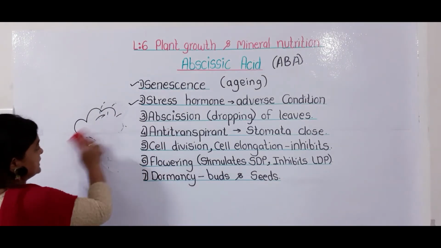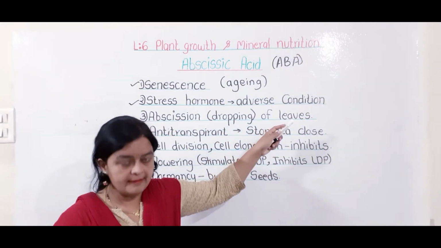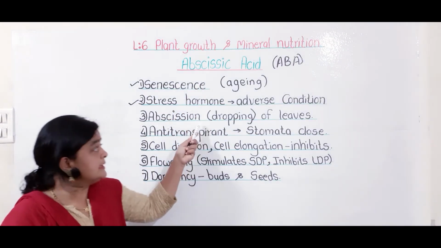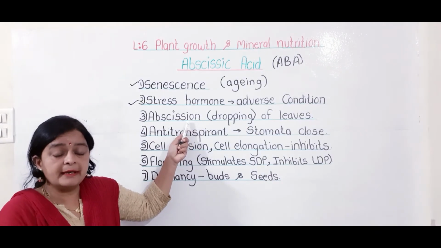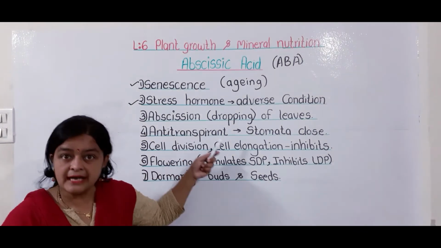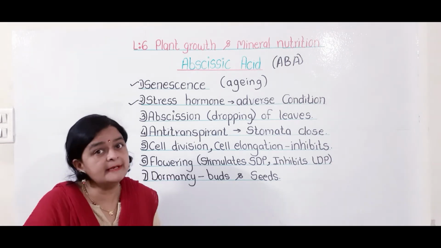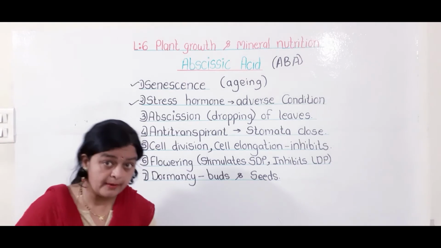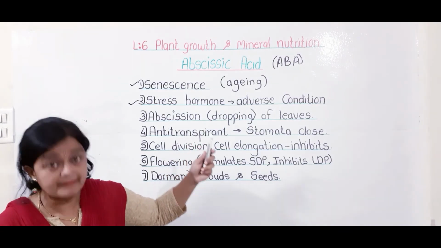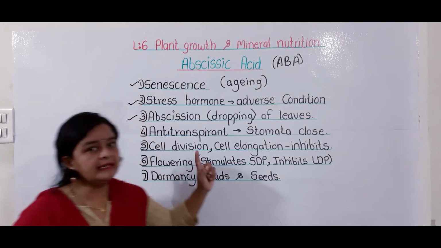Third point is abscission. Abscission means dropping, or it is also called falling of leaves. Just now I told you abscisic acid is called the stress hormone. How is it helping? This is the first way: it is bringing abscission. Abscission means the falling down of leaves. If the leaves fall, nobody will be there to perform the function of transpiration. No transpiration means less water will be sucked by the plants. So actually it is doing the process of abscission, but in another way, it is helping the plant.